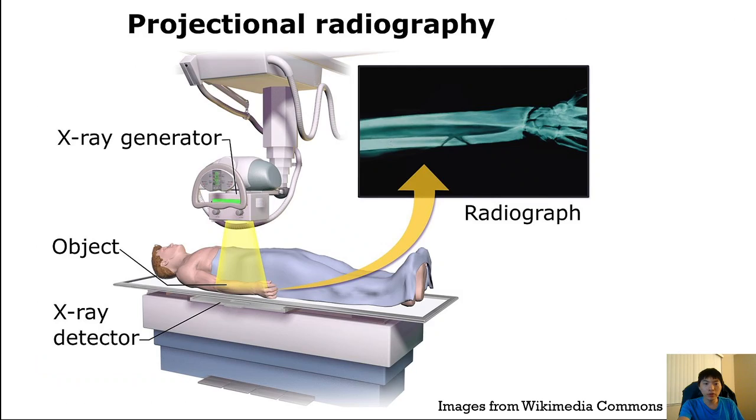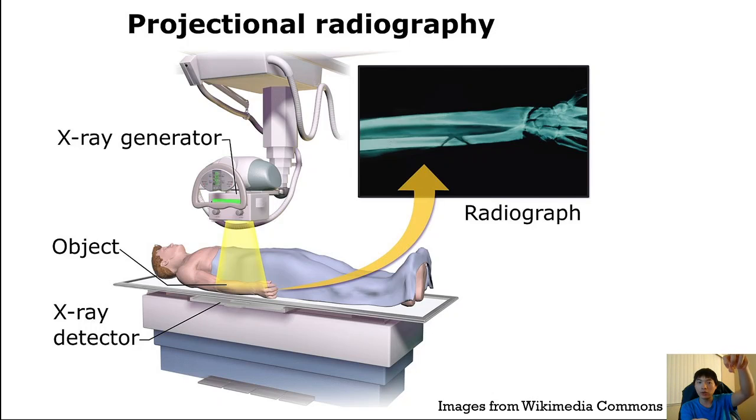So how it works again: it's a projection type of imaging. We have an X-ray generator, and that produces a beam of X-rays. For example, the X-ray source is at the top, and then you put your hand just below it, and then you have a photographic film or an X-ray detector at the bottom. And it's very fast. When you turn on the X-rays, it's basically the speed of light.